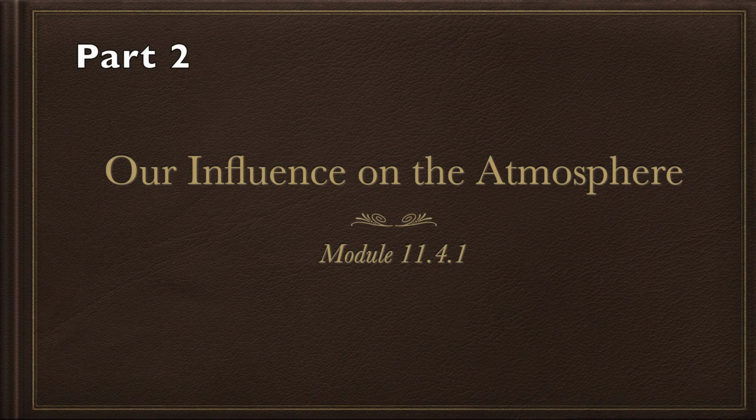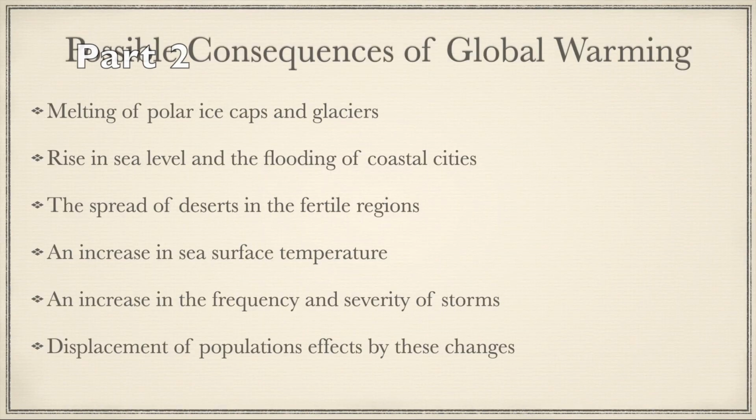Our influence on the atmosphere. Now, some possible consequences of global warming. So, first one, the big one we hear about is the melting of polar ice caps and glaciers. And this could lead to a rise in sea level and the flooding of coastal cities.